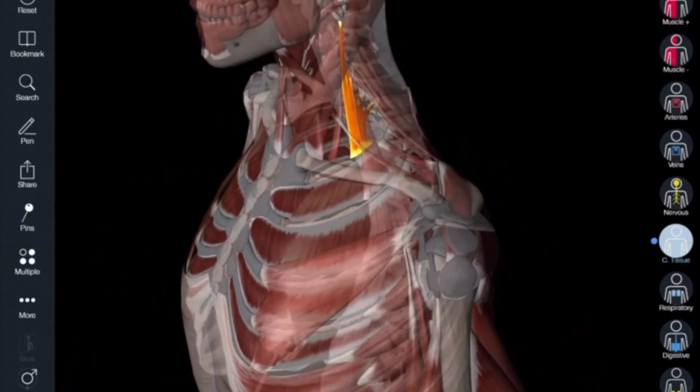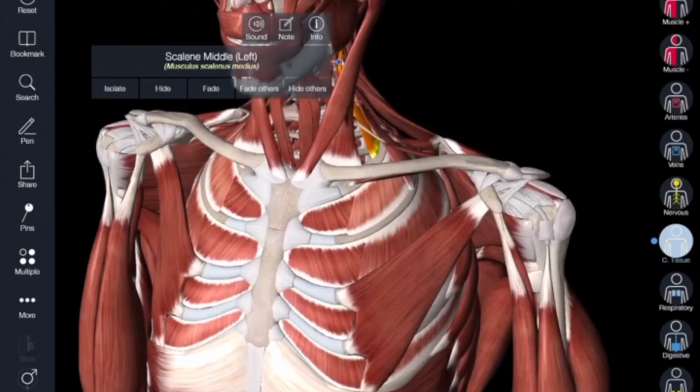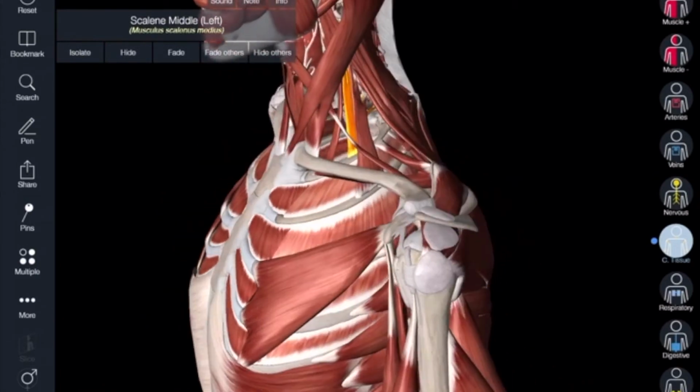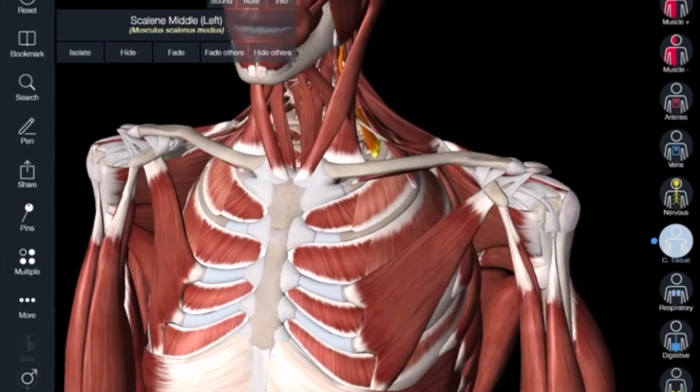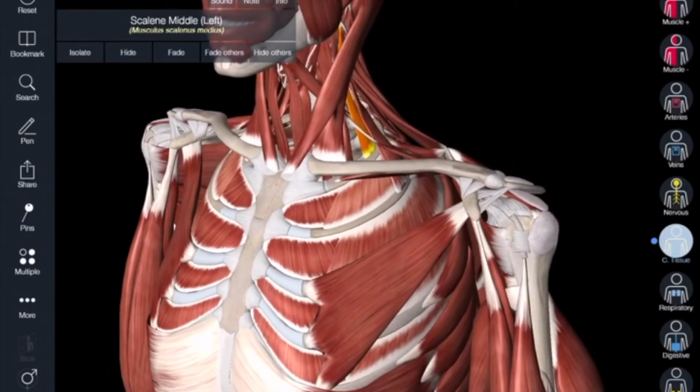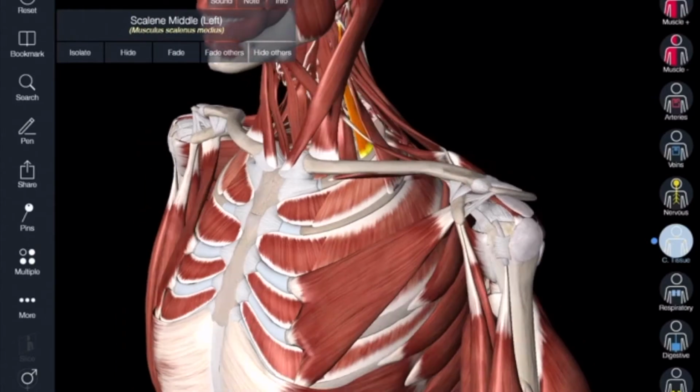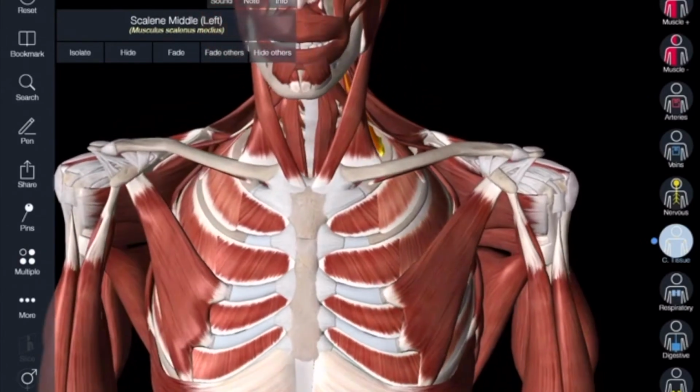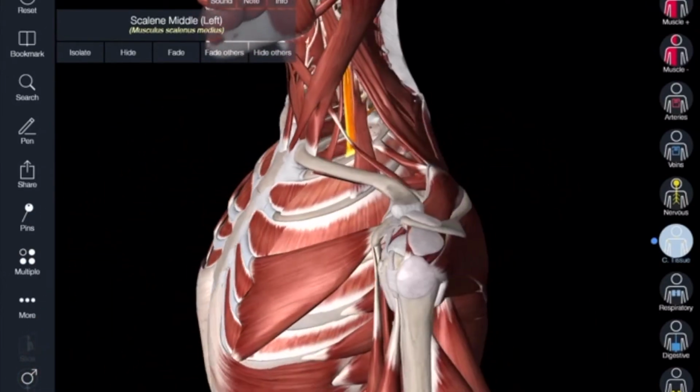Other things that the scalenes do, when they're moving the head and neck, they do lateral flexion of the neck. So you can imagine this muscle here, that if it pulls laterally, that it will do lateral flexion of the neck. These guys also do a lot to stabilize the neck.